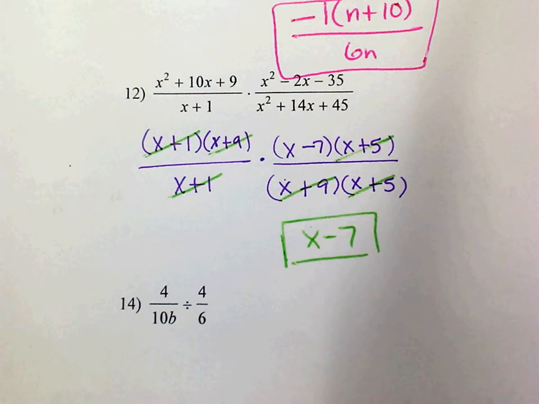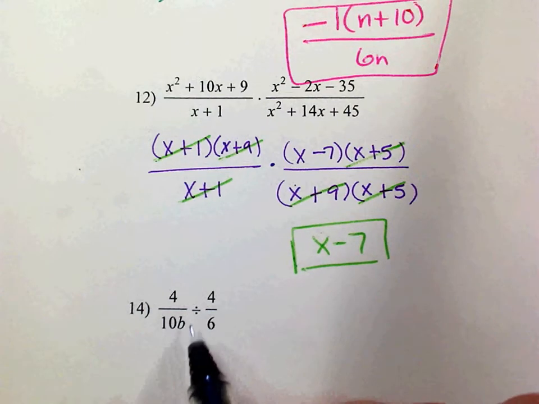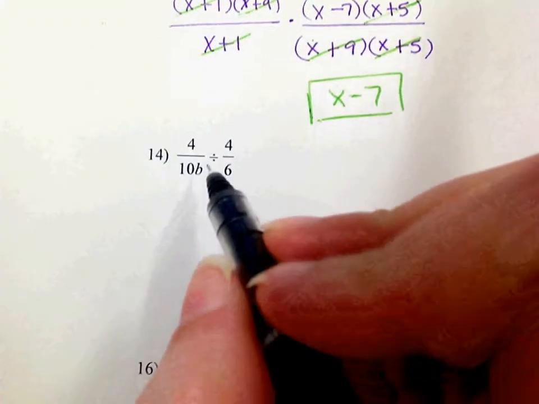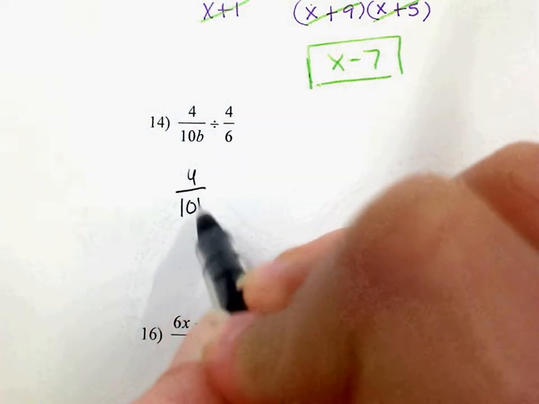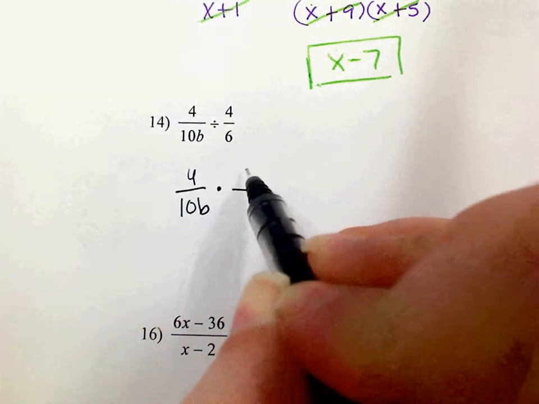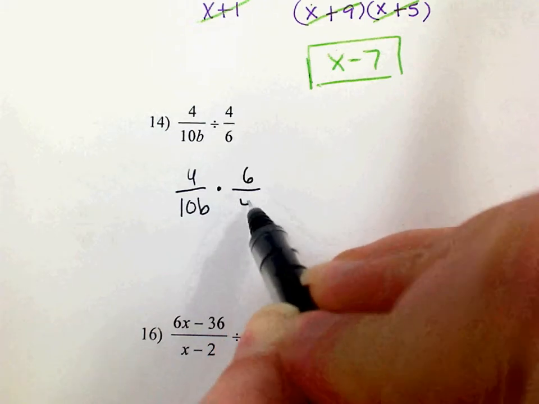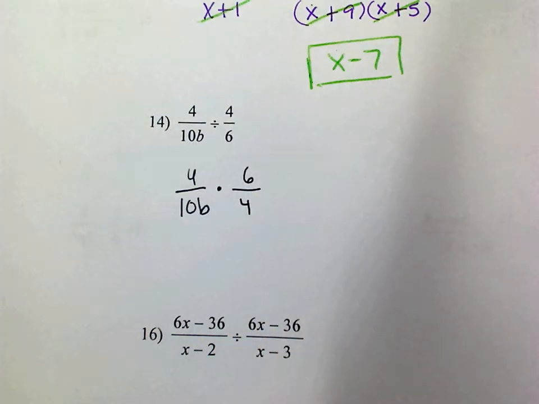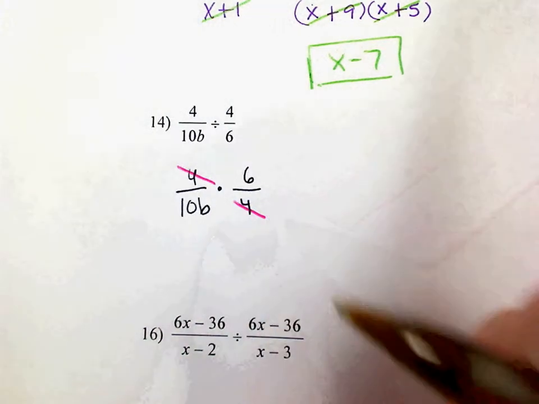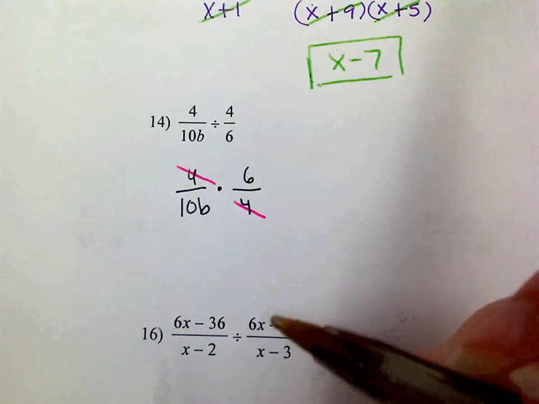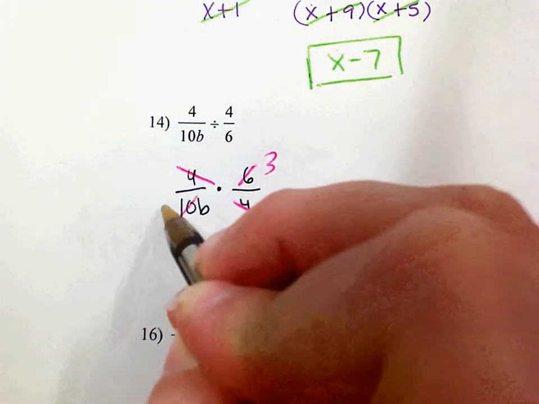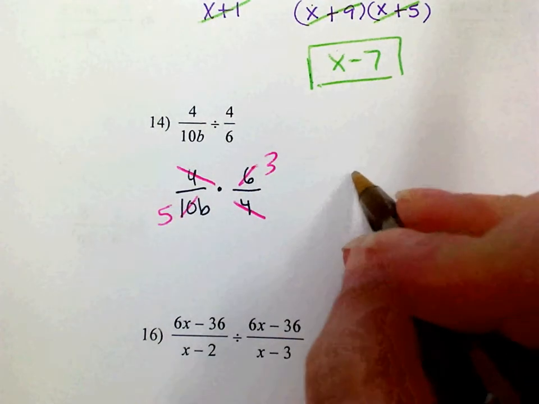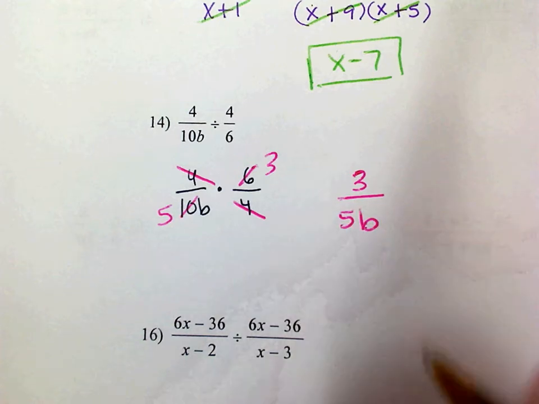Okay, so let's talk about the next problem, guys. Okay, if you divide one fraction by another, what do you have to do? All right, so I'm going to write 4 over 10b times 6 over 4. Good. What cancels out? And 6 over 10 simplifies? 6 and 10 both divide by 2, so 3 and 5. So final answer? 3 over 5b.